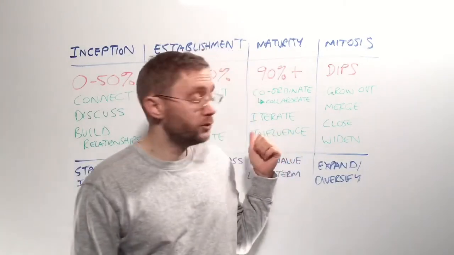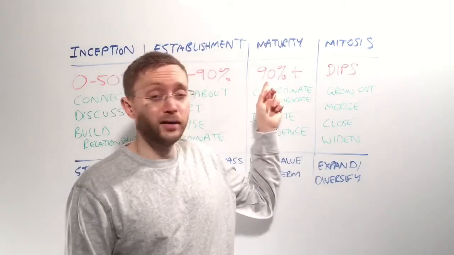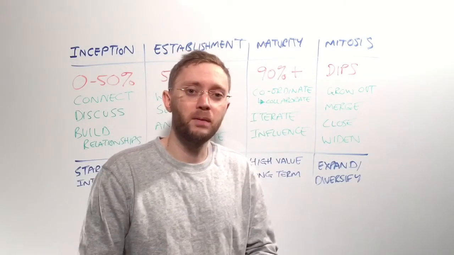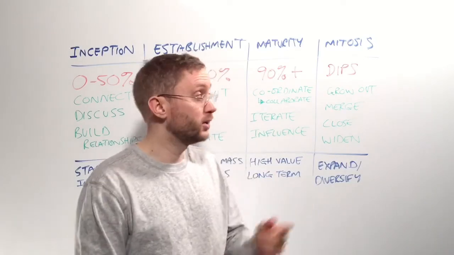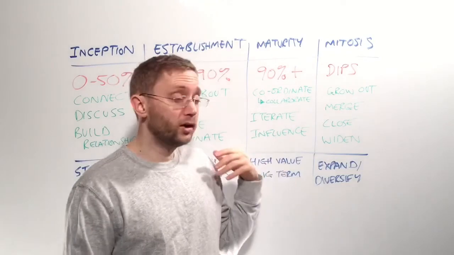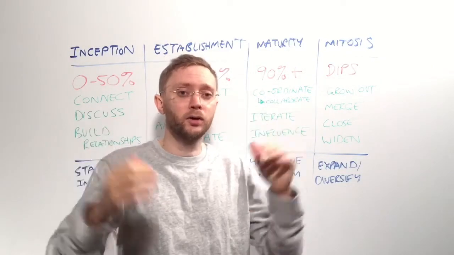The next one is maturity. So once your community reaches critical mass, 90% plus of your activity is being done by your members, being curated by your members, and 90% plus of your members are active in that community, then you're going to want to start really taking that macro thinking and making that the work that you do.